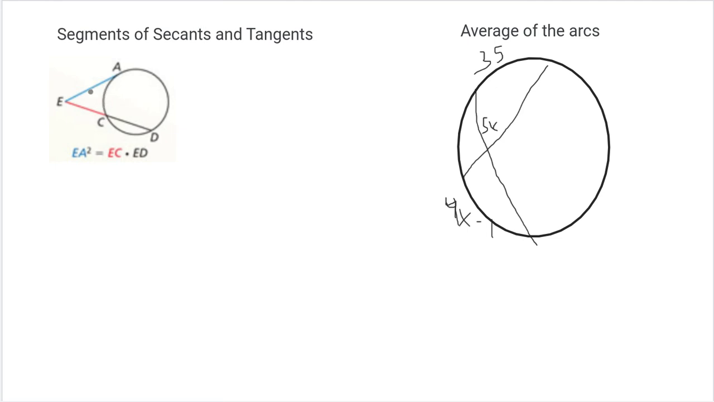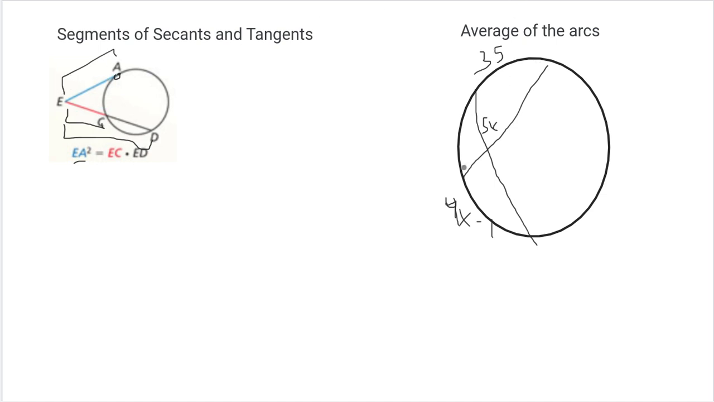If, though, it's a tangent line, so it crosses perfectly just at a single point, we say EA squared equals EC times the whole thing. Because there's no portion inside the circle, we'd multiply this one twice.